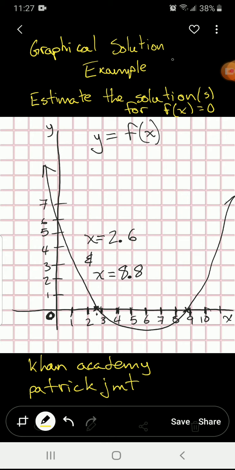So this is a graphical solution example. We're solving quadratics here.